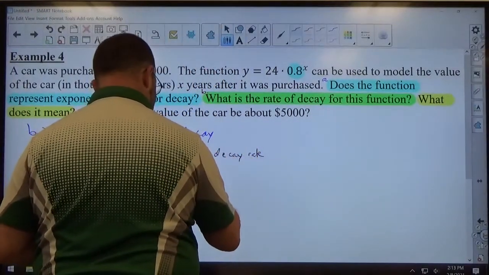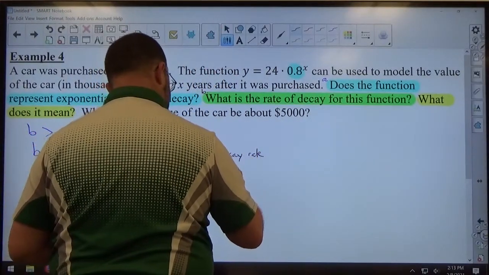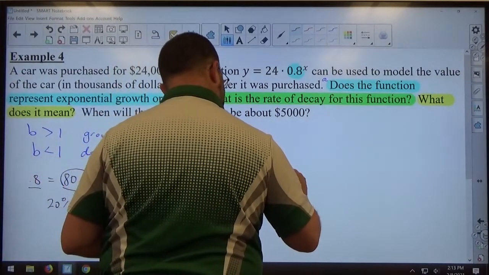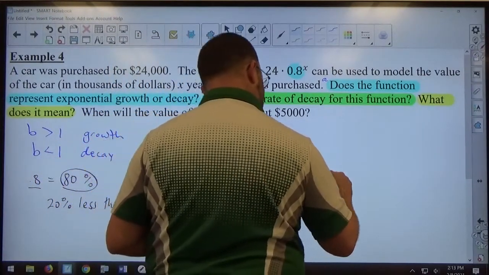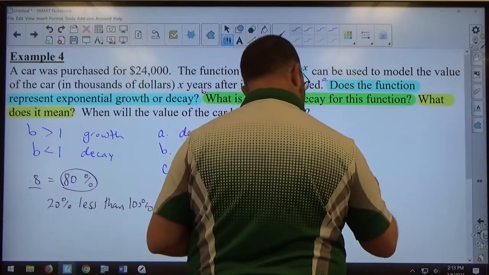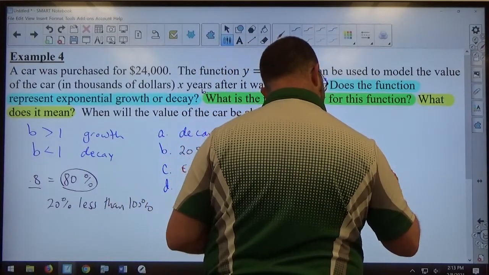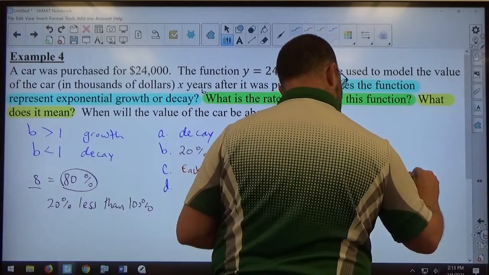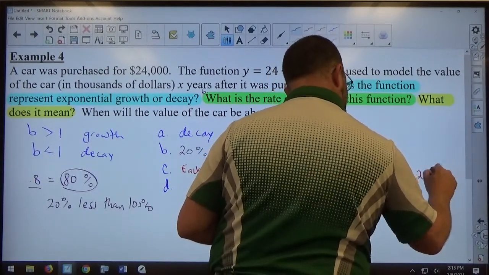Each year, the value of the car decreases by 20% of the previous year.